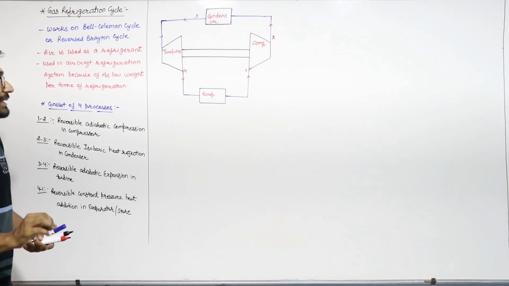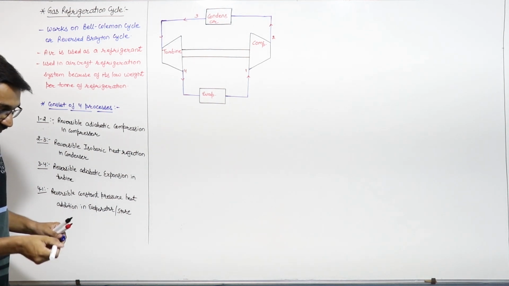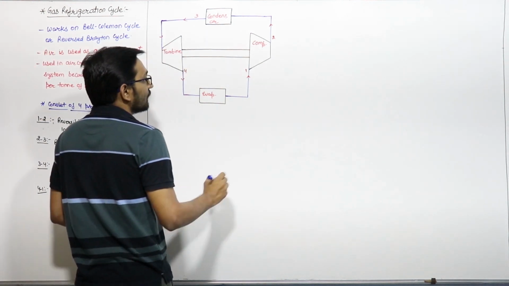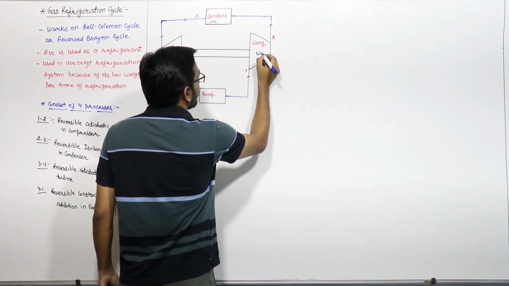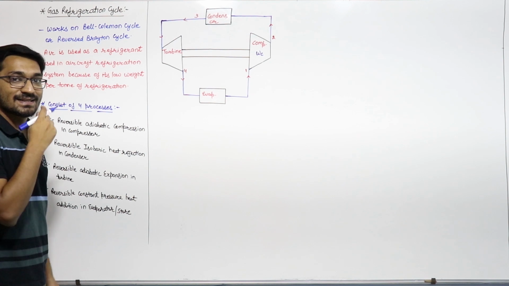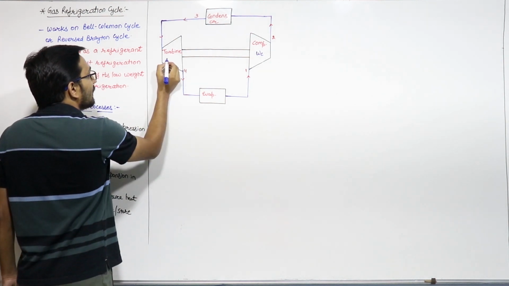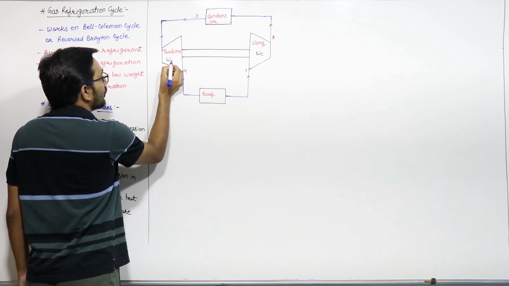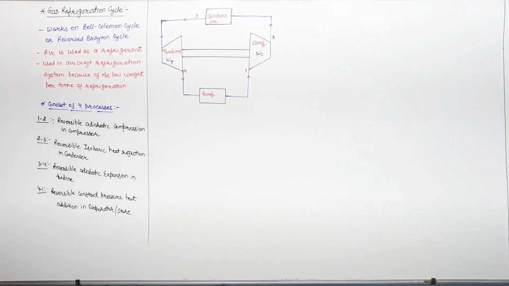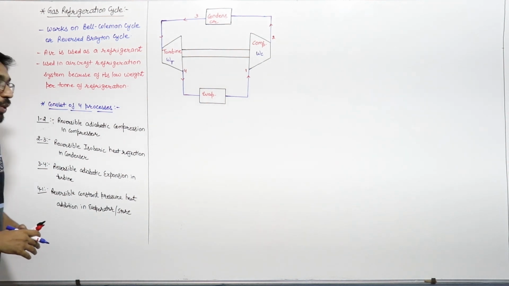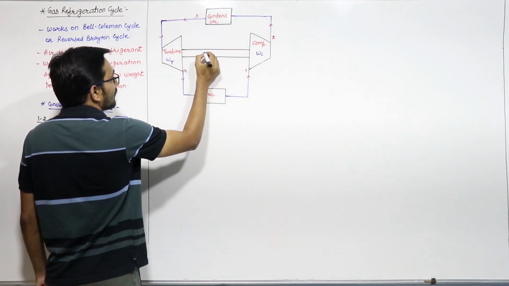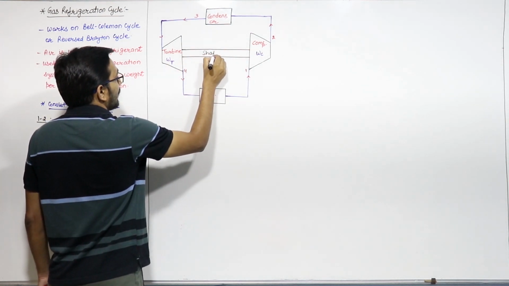Now just pay attention here. Let us say that WC is the work required by this compressor, and WT is the work produced by this turbine. So what we do is, we couple this compressor and turbine with a shaft. This is a shaft, right?